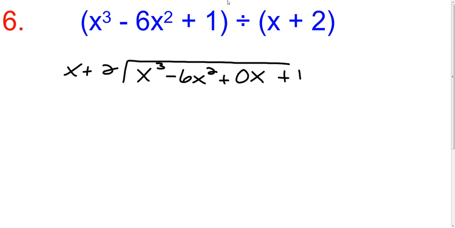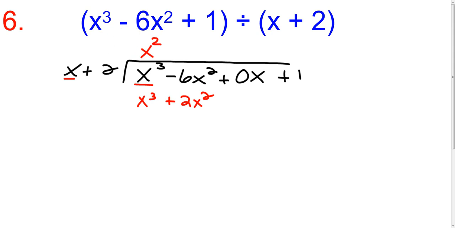Okay, so one more time, I want to figure out x times what am I going to put right here will give me x cubed. So hopefully you can figure out that that would be x squared. X times x squared gives me x cubed. And now I'll go ahead and distribute. So x squared times x is x cubed, and x squared times 2 is 2x squared. Okay, and now I need to subtract.